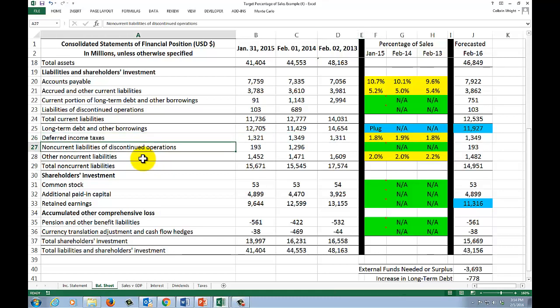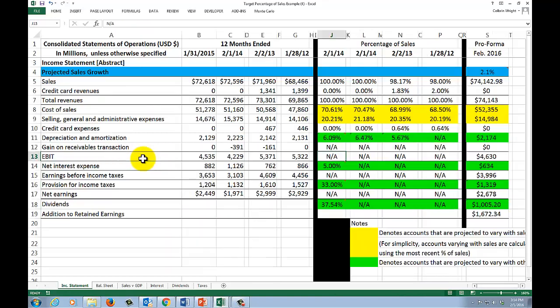Okay, non-current liabilities of discontinued operations, I'm not going to assume will vary with sales. We'll come back to that. Other non-current liabilities I will have vary with sales, and you can see that's largely owing to the empirical evidence that I see here. Stockholders' equity, I'm not going to have any of this vary proportional to sales, so we'll talk about all of that. So, okay, that's step one.